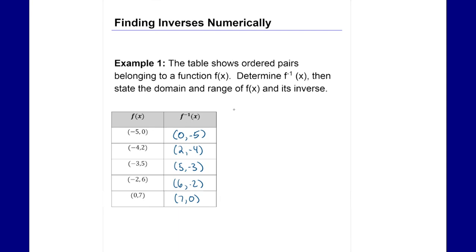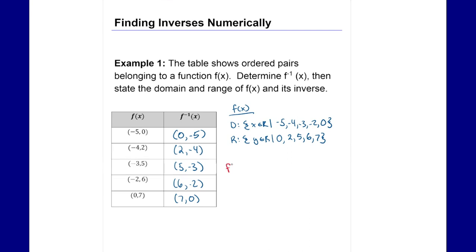Now for the domain and range, for f at x, our domain, we say x is any real number, and because it's just points, we can just list them. So negative 5, negative 4, negative 3, negative 2, and 0. For our range, same idea, but looking at the y value. So y can be any real number, given that it is only 0, 2, 5, 6, and 7. So remember, when we're dealing with a set of points, we're just listing the exact values.